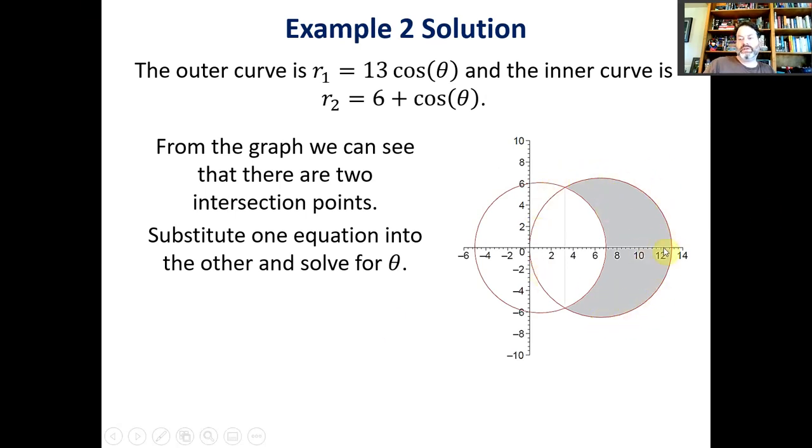This is 13 cosine theta, and this is 6 plus cosine theta. And the graph shows 2 intersection points, but we don't know where they are. So you substitute one equation into the other and solve. All I did was set the radiuses equal to each other. It should be clear that that's true: at this point, for both curves, the radius is the same distance. That's why they're intersecting. So I set the radiuses equal to each other.